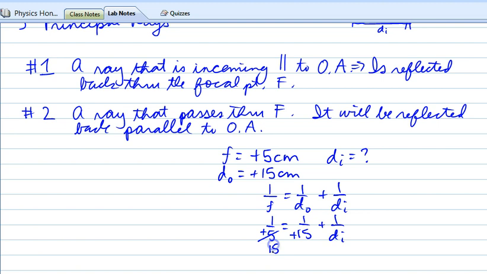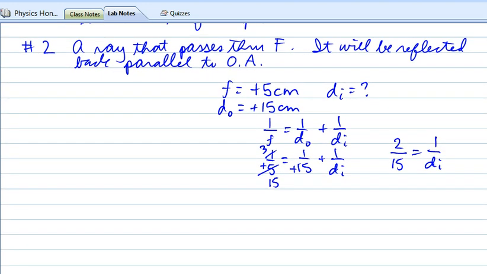Well, I need to make that 15, so basically what I get is 2 over 15 is equal to 1 over DI. And just like the electricity unit where we had to flip to find the total resistance, don't forget to flip this so that DI is actually 15 over 2 or 7.5 centimeters.